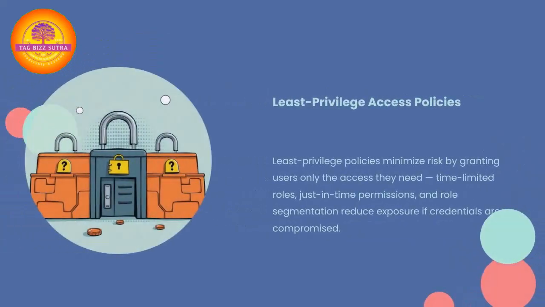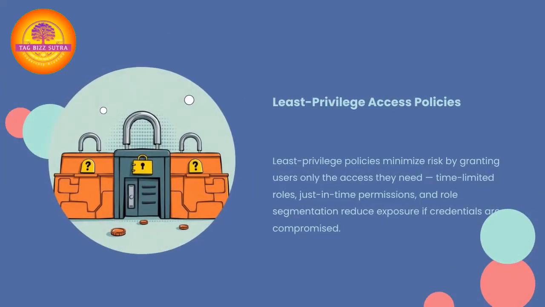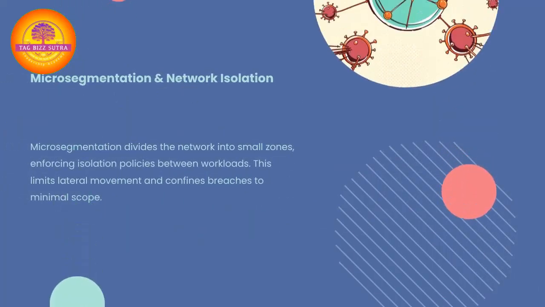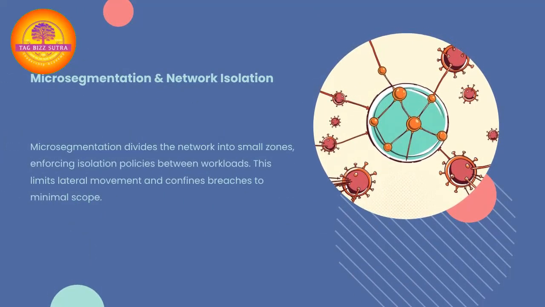Least privilege policies minimize risk by granting users only the access they need. Time-limited roles, just-in-time permissions, and role segmentation reduce exposure if credentials are compromised. Microsegmentation divides the network into small zones, enforcing isolation policies between workloads. This limits lateral movement and confines breaches to minimal scope.